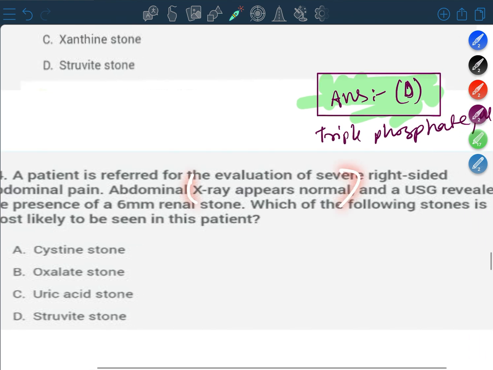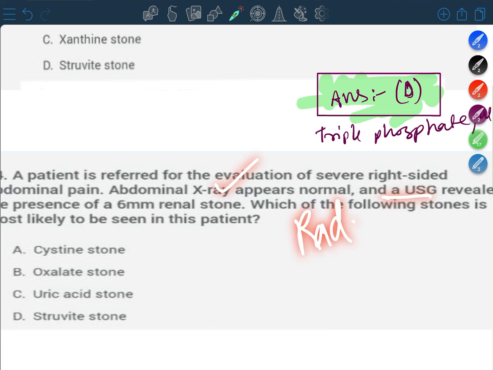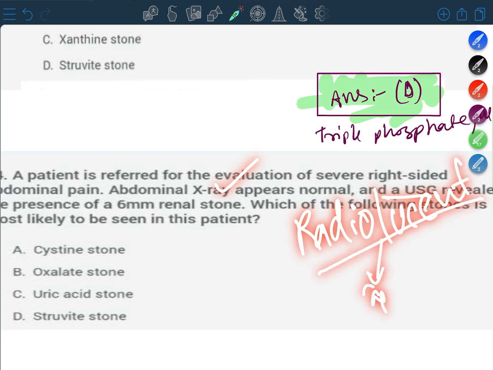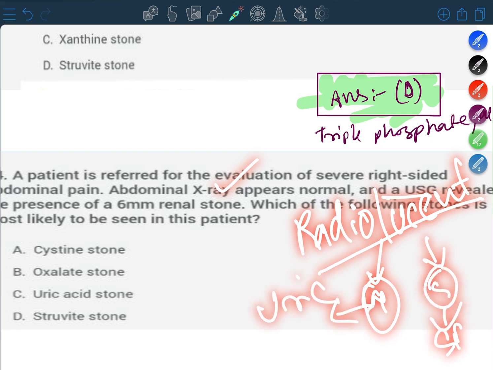See, X-ray normal means nothing can be seen in the X-ray, but it is seen on USG. So X-ray normal means it has to be radiolucent, not radio opaque. So which were radiolucent? Number 4 type of stones and number 5 type of stones, which was number 4 uric acid and number 5 was special stones or rare stones.